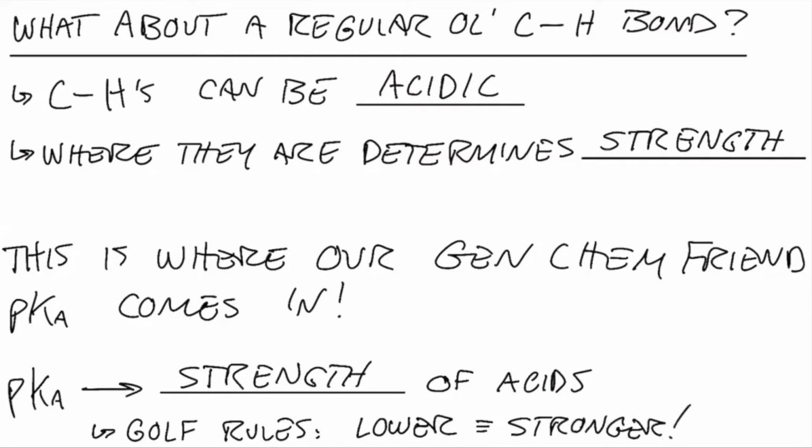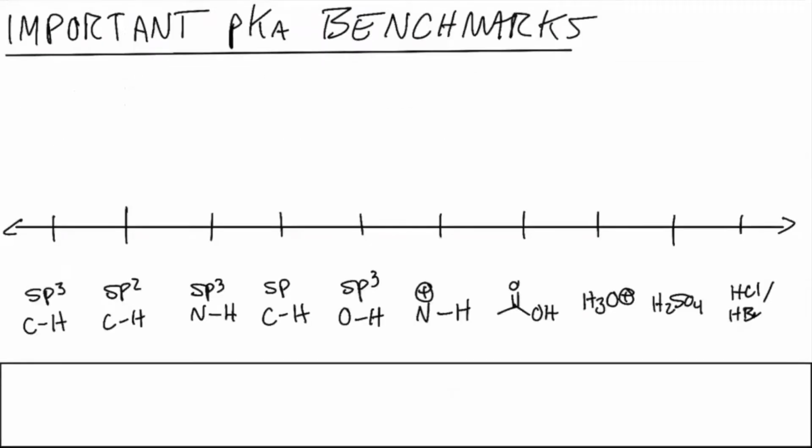Okay, let's take a look at some pKa values that are good to have tucked away in your brain. You don't have to memorize these right off the top, but I think it will be good to commit these to memory. There are just 10 values here, not too many, mostly for the sake of speed. So here's my gradient of different pKa values.